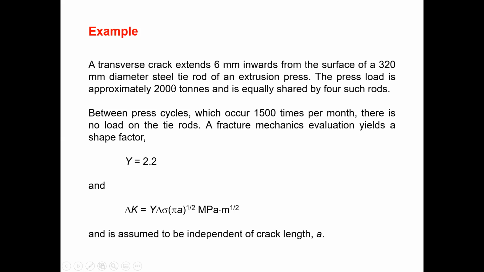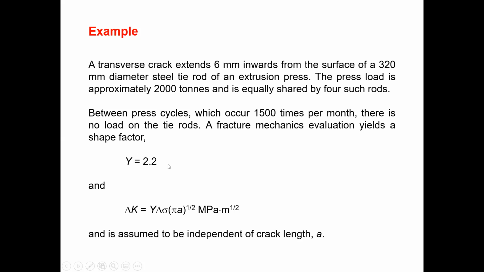Okay, but equally share. So this load will be equally shared, meaning it will be 500 tons for each row, something like that. Between press cycles, which occur 1,500 times per month, they provide the press cycles as well. There is no load on the tie rods. The fracture mechanism evaluation yields a shape factor. So they provide the shape factor.